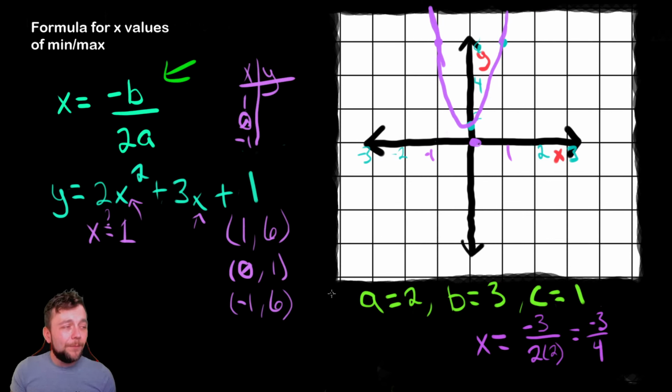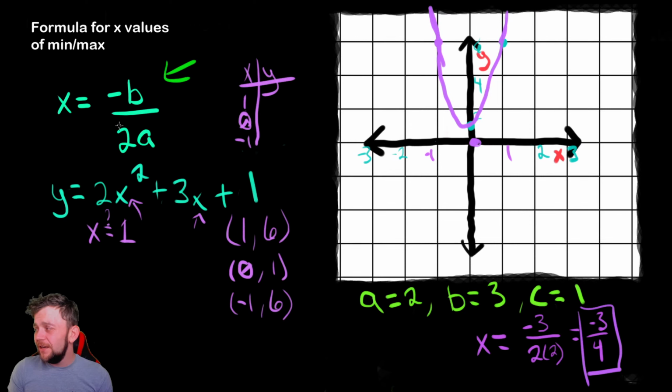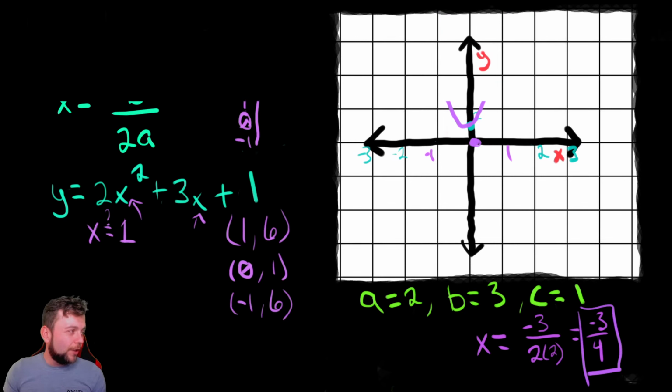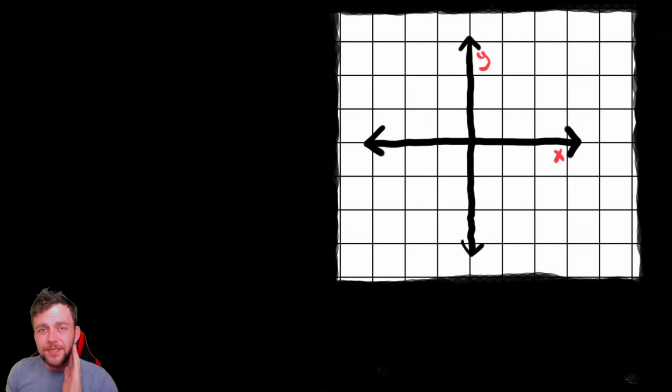So we have our minimum x value of -3/4. We have our formula to find the x value of our minimum or maximum. I think we're doing okay with all of that, okay? Let's just check out an example question though. Let's get rid of all of this.